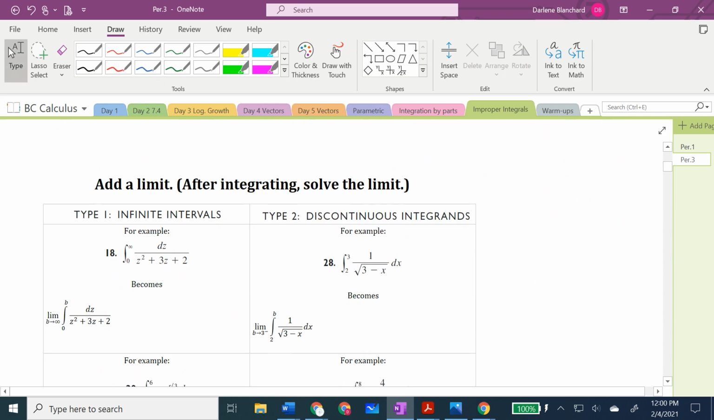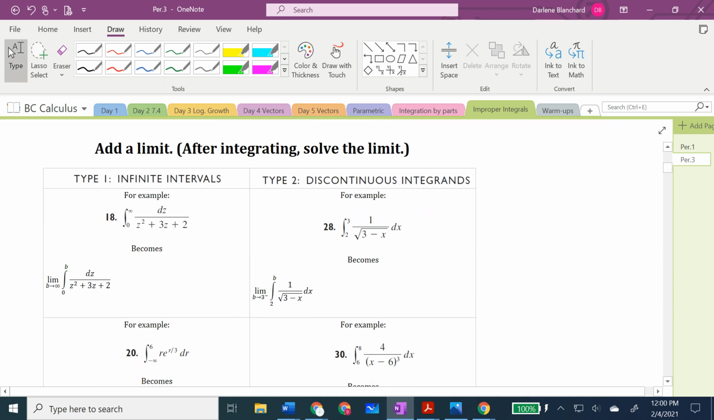Now, everything we're going to do here, you've done before. It's just we're bringing two ideas together. We're bringing together how to solve limits with how to solve integrals into one problem. The first step is rewriting as a limit. When you rewrite as a limit, you're going to take where the infinity problem is located, replace it with a letter of your choosing, and have that letter approach that infinity issue.